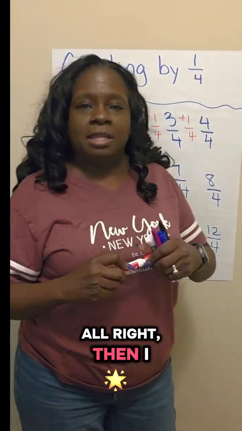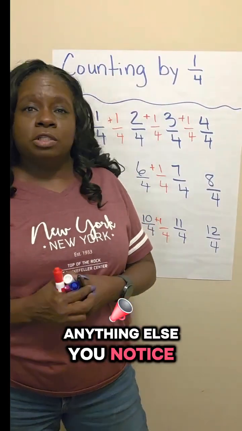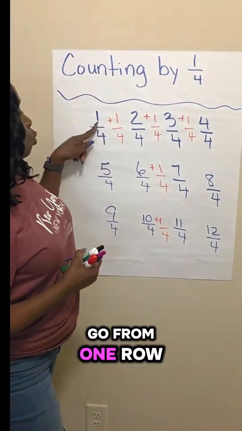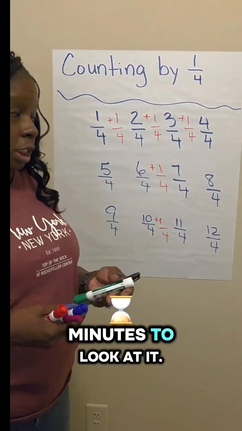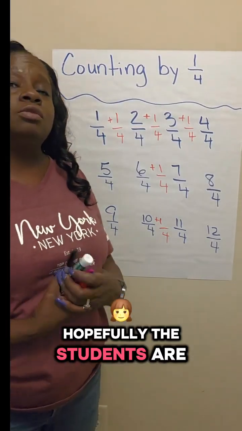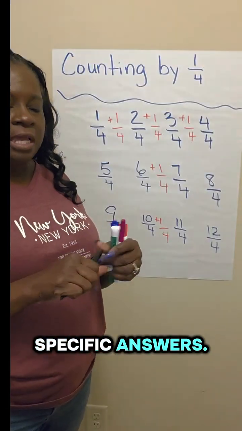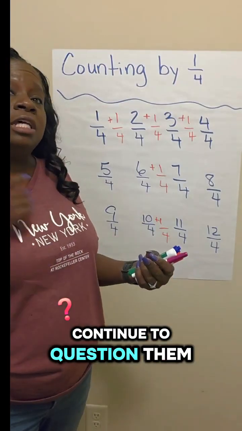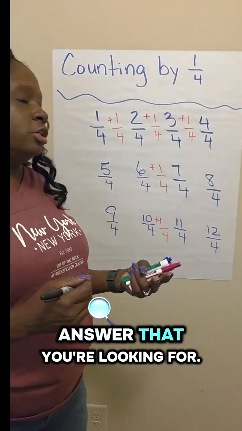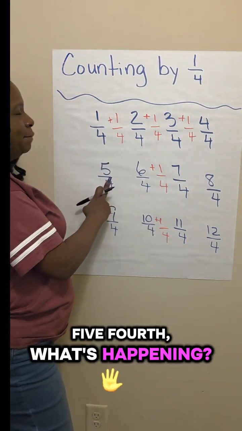All right. Then I may ask the students, are there any other patterns? Anything else you notice? What happens when I go from one row to the next row? Give them a few minutes to look at it. Hopefully the students are able to tell me, and you're looking for specific answers. If they don't give you those specific answers, you just continue to question them until you get the answer that you're looking for. So if I go from 1/4 to 5/4, what's happening?